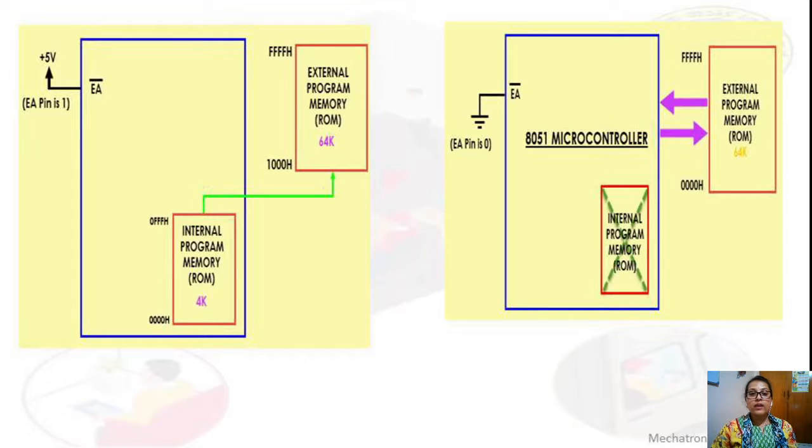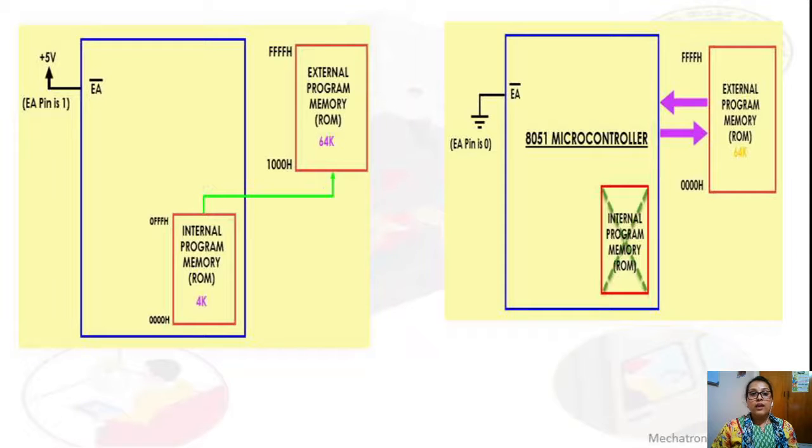Here the CPU can communicate with internal as well as external. If the instruction address is within this range 0000 to 0FFFH, then it will communicate with the internal program memory. If it exceeds FFFH, then it will communicate with the external program memory. So in this case, the 8051 microcontroller is not going to use the internal program memory, only the external program memory.